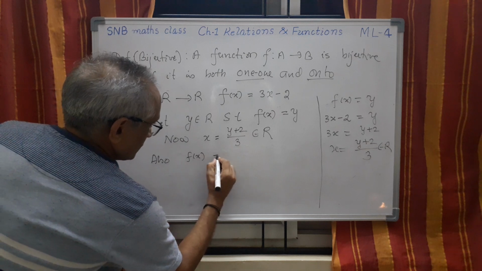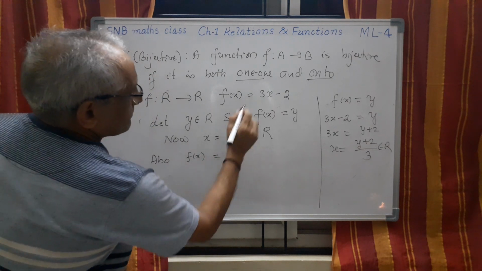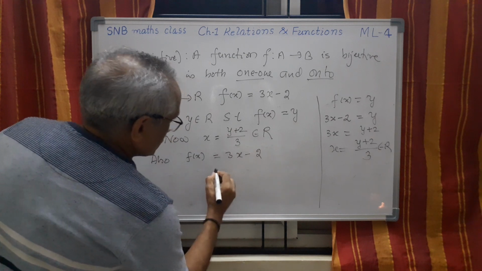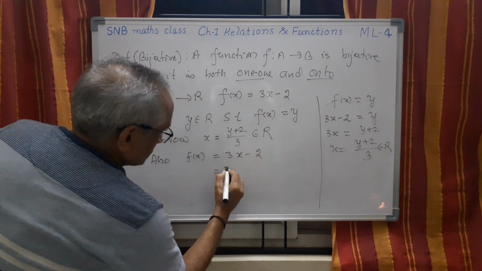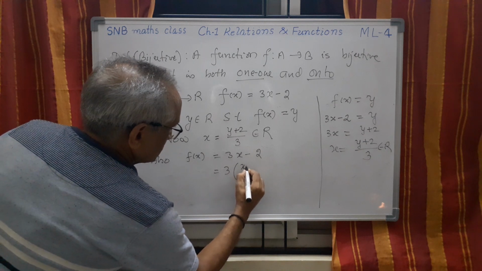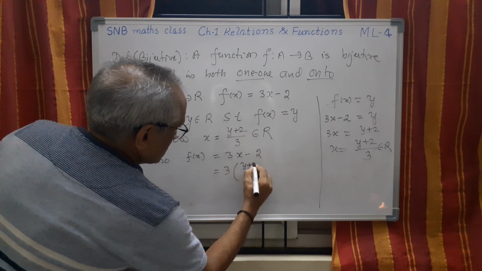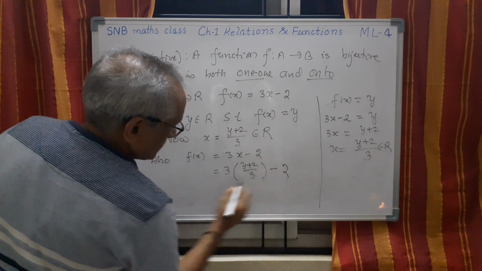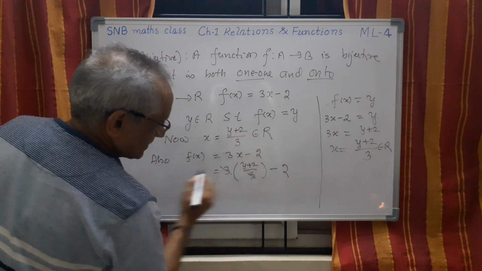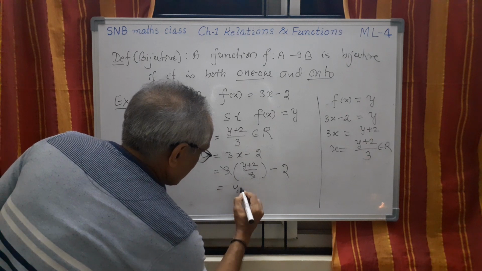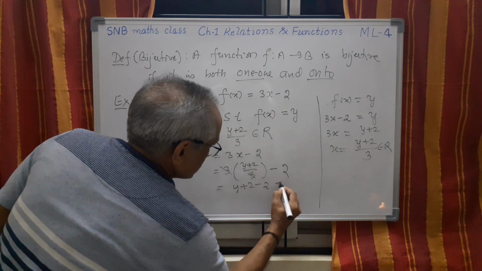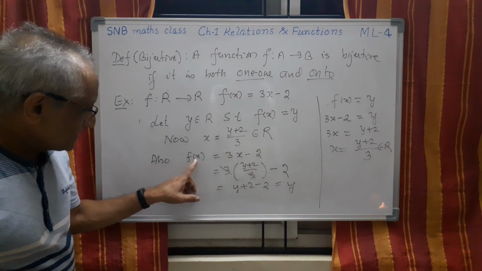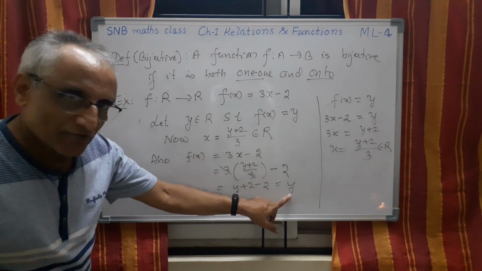f of x equals, by definition, 3x minus 2, but substitute now. x is now (y plus 2) divided by 3, so 3 times that, then minus 2. So what happens? This 3 cancels, and then we get y plus 2 minus 2. This is y. Definitely, therefore, x is the pre-image of y.